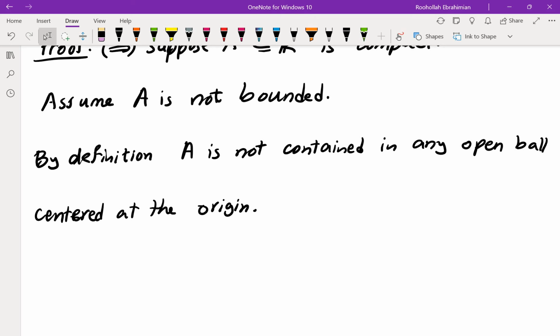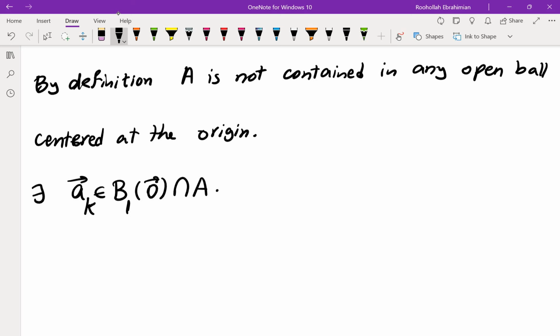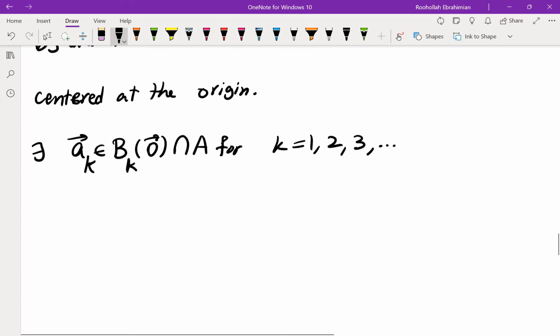Okay, so we know that it's not inside any ball centered at the origin, which means we can just basically create something that goes to infinity. How do we do that? So consider these balls. If I take a look at the ball centered at the origin of radius 1, there is some element A1 inside A that is not inside this ball. And if I take the radius to be K, there's also an element AK of A that is not inside the ball of radius K centered at the origin.